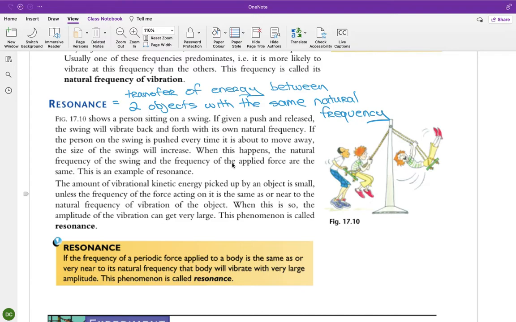So the child is swinging. This is hard when I'm not here, but the child is swinging. I'm going to try and do it. The child is swinging forward and back. This is going to come up as a big chunk. Sorry. Forward.